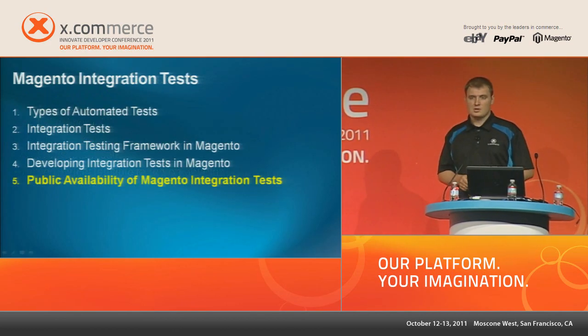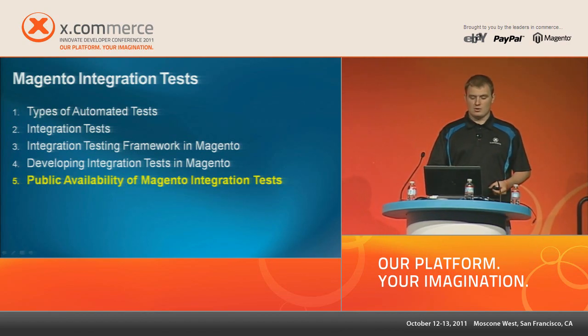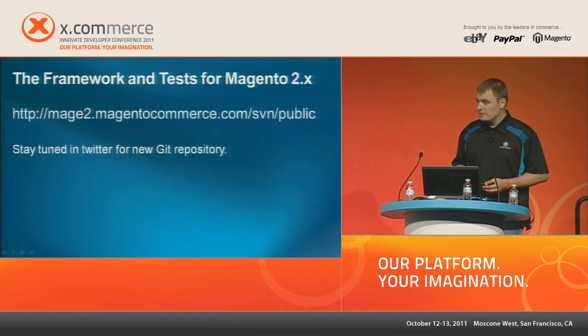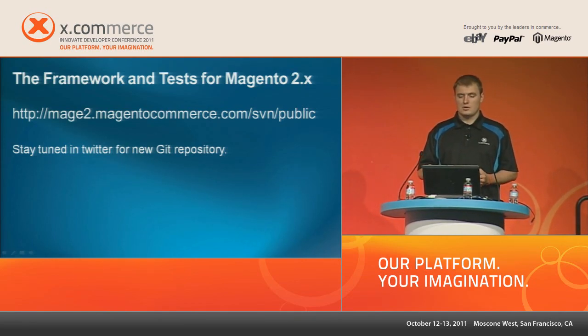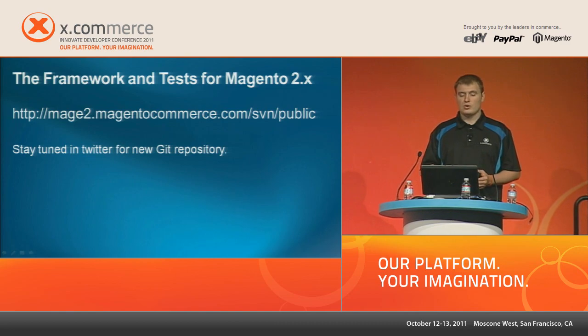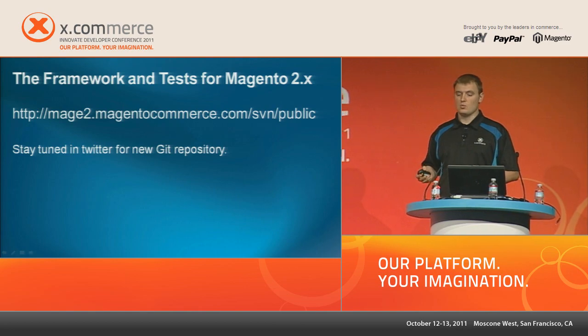At this point, I'll just announce where to get the integration test framework and documentation. The code is publicly available in the Magento 2 project. Here you can see the Magento 2 SVN public repository URL. But soon this link will be gone. We already internally switched to Git, and soon we'll replace this link with the URL to the Git repository.